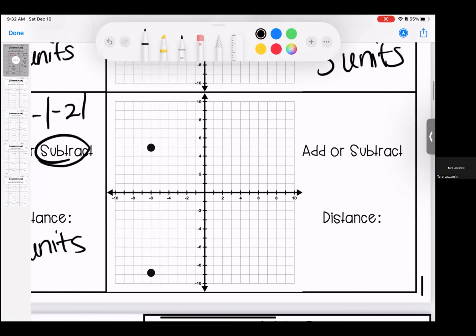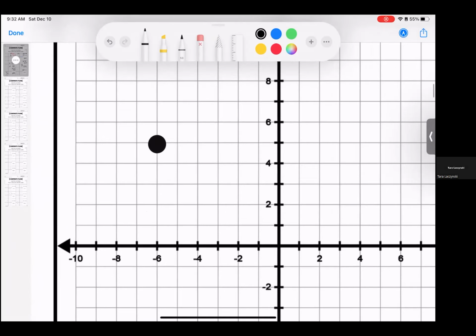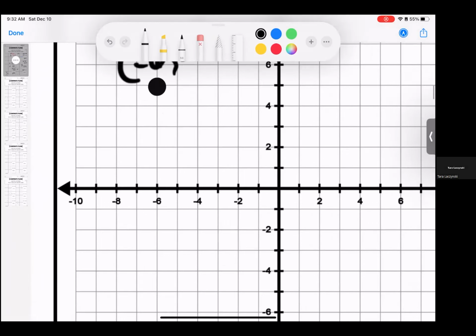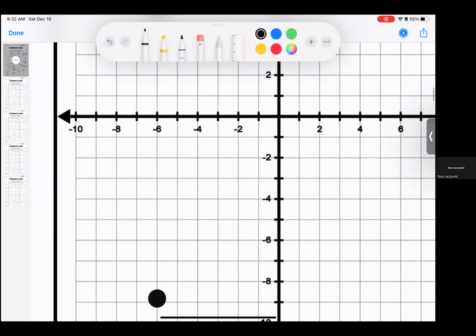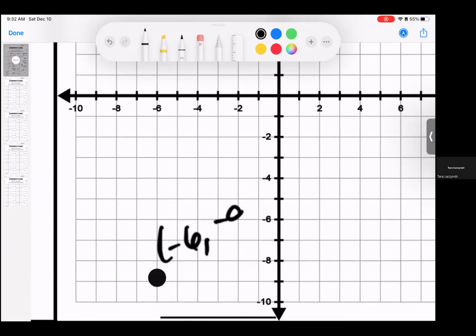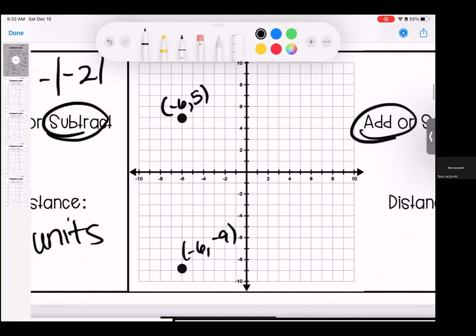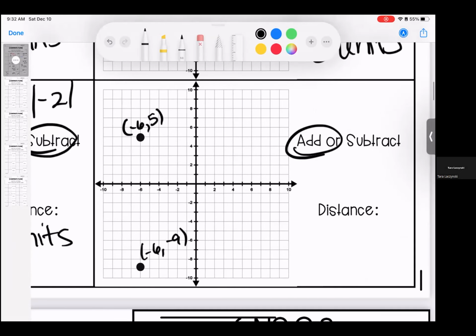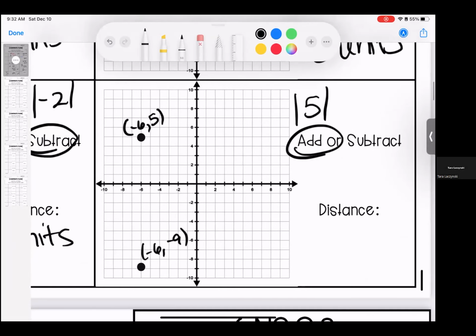And then the last one, they are in different quadrants. So we are going to add their values. And this one is negative 6, 5. Down here, we have negative 6 and negative 9. So their x values are the same, their y is different, and I'm going to add the absolute value of 5 to the absolute value of negative 9, which gives me a distance of 14 units.